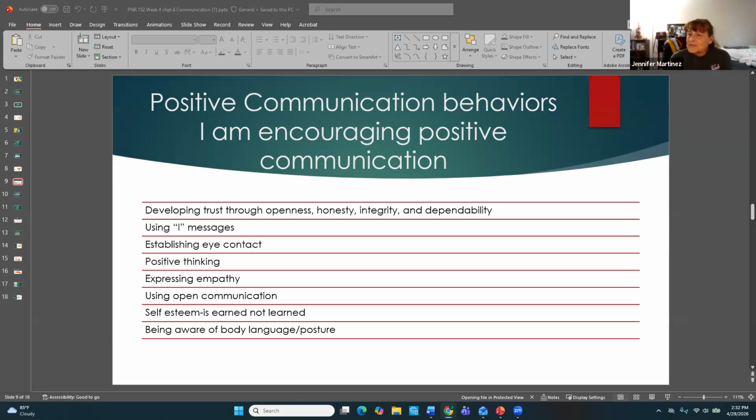And then the last part is always being aware of body language and posture. And I think we covered that, right? Just making sure that you're looking at your face, or you at least know what your face is doing, how you're standing, how you're sitting, right?